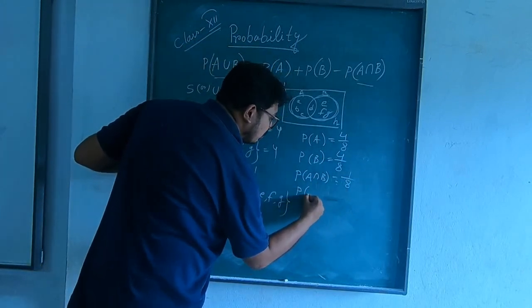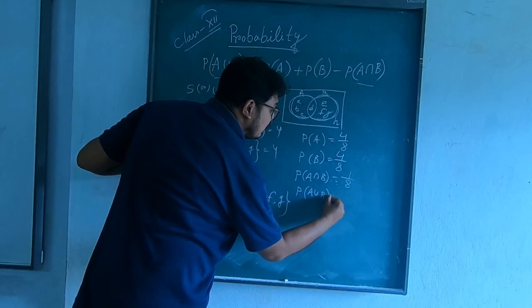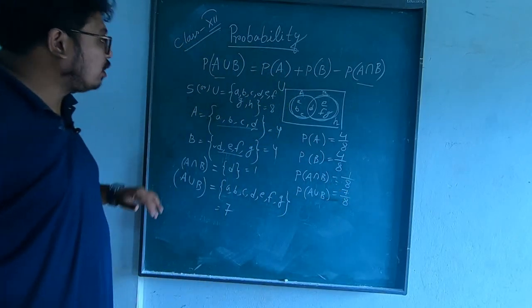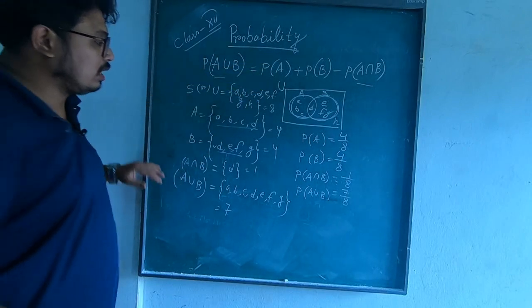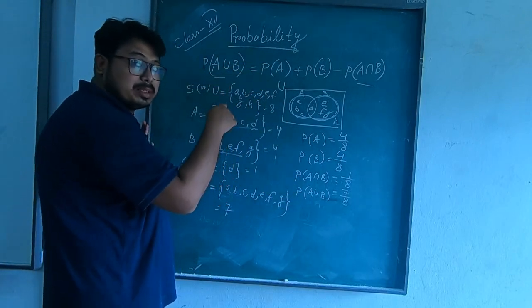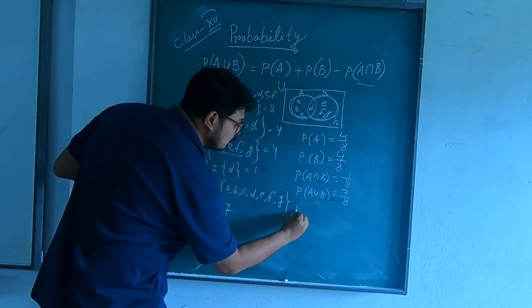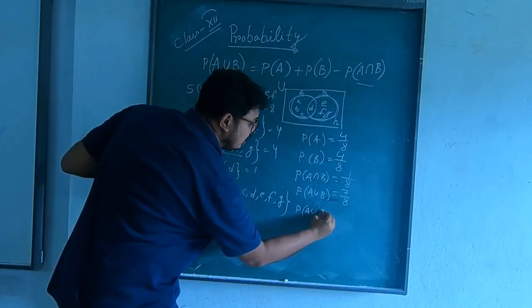And probability of A union B, how much? 7 by 8. This is by the previous method that I told in smaller classes, how we learned. Now if you use this formula, what is P of A union B?